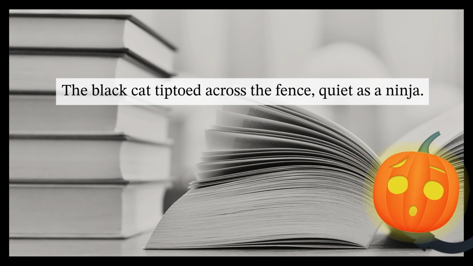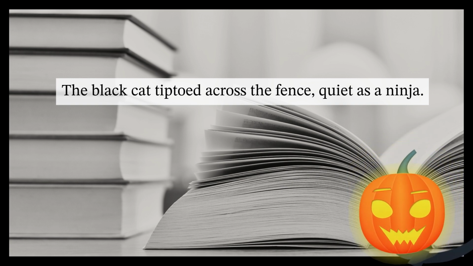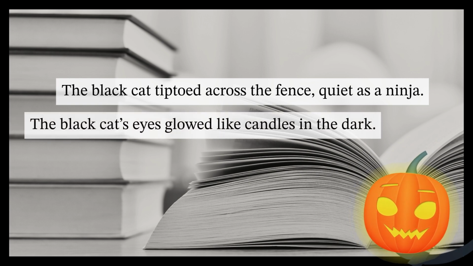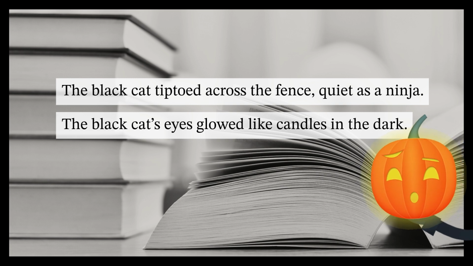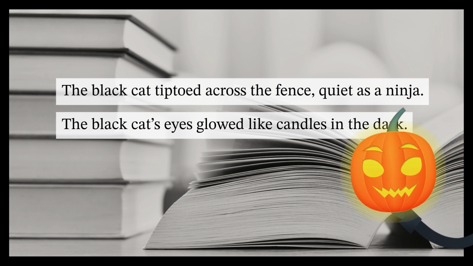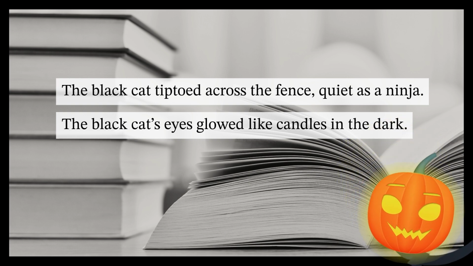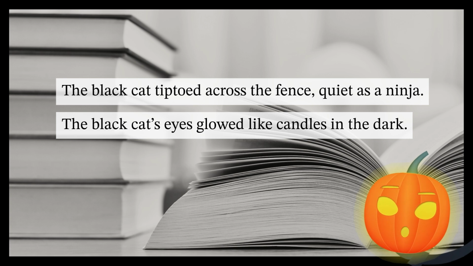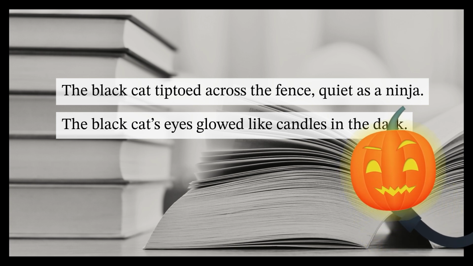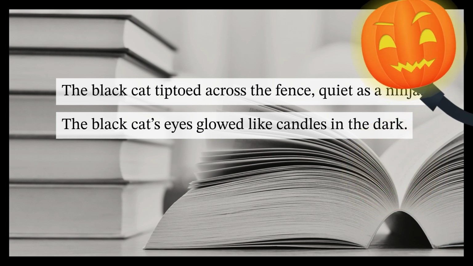I would have said light too. That's kind of cute to think about a cat tiptoeing across the fence like a ninja. Let's try another one. The black cat's eyes glowed like candles in the dark. If you said spooky, you're right on. The mood of this one is a lot more spooky because it talks about candles in the dark and the cat's eyes are glowing. All right, now let's try some more with some personification.